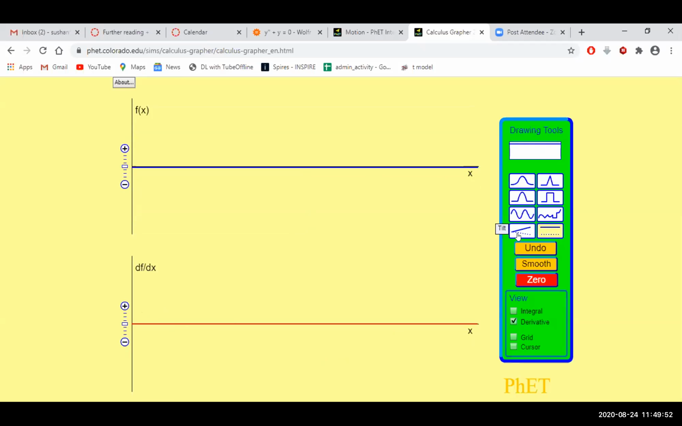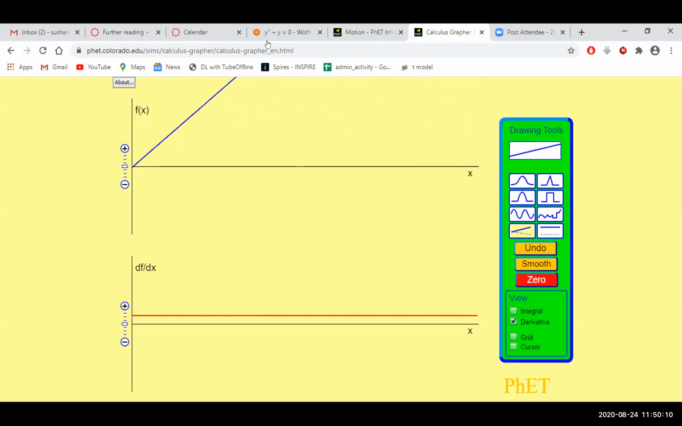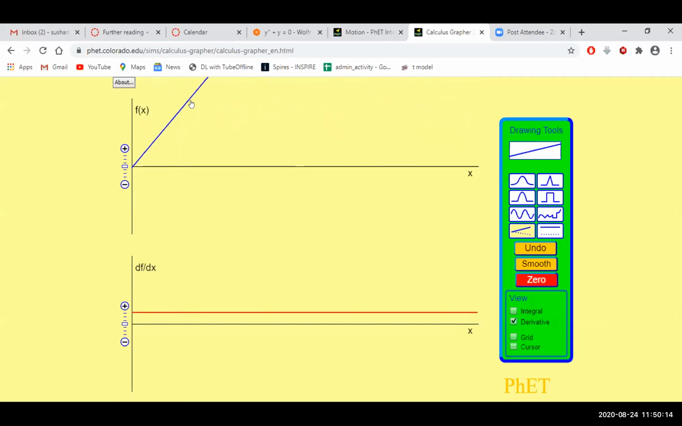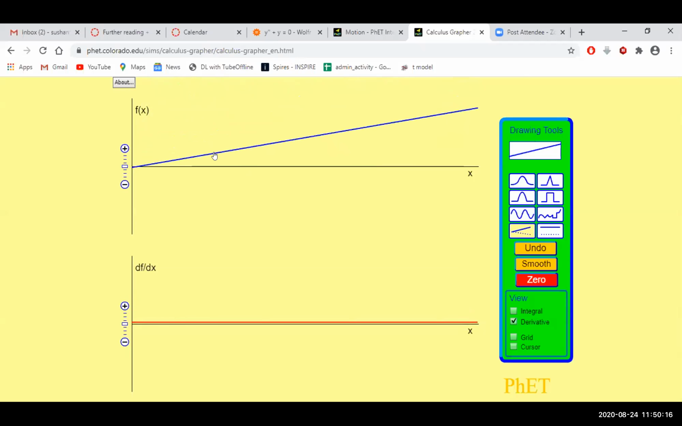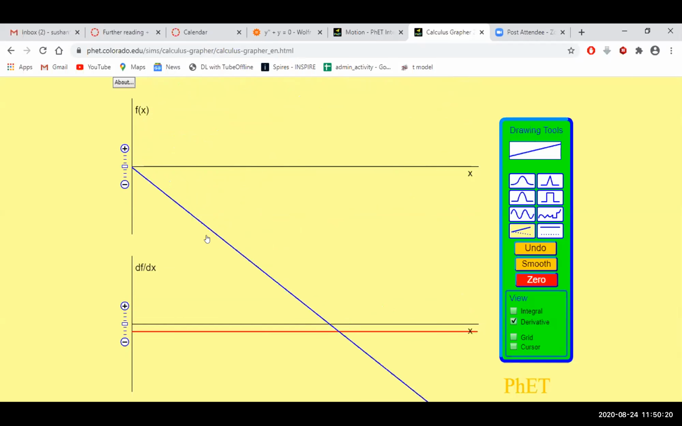What if instead I took a linearly increasing function? Now this function is increasing, but always at the same rate. So the derivative for this is going to be a constant. As I increase the slope, the derivative increases, but remains a constant. Slope is decreasing, slope becomes 0. Now slope becomes negative.